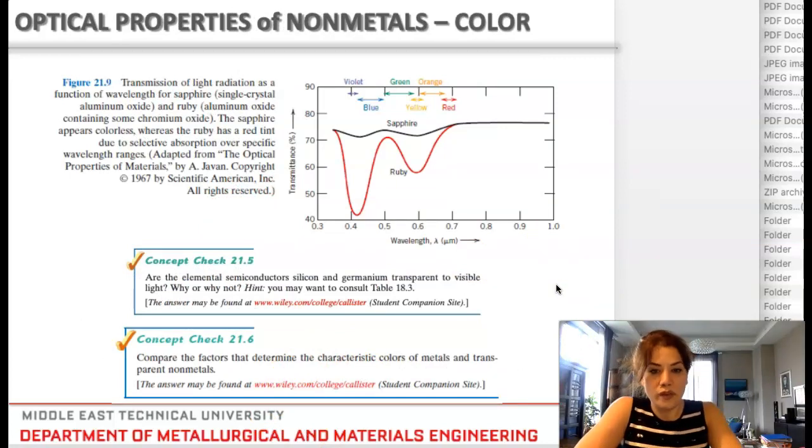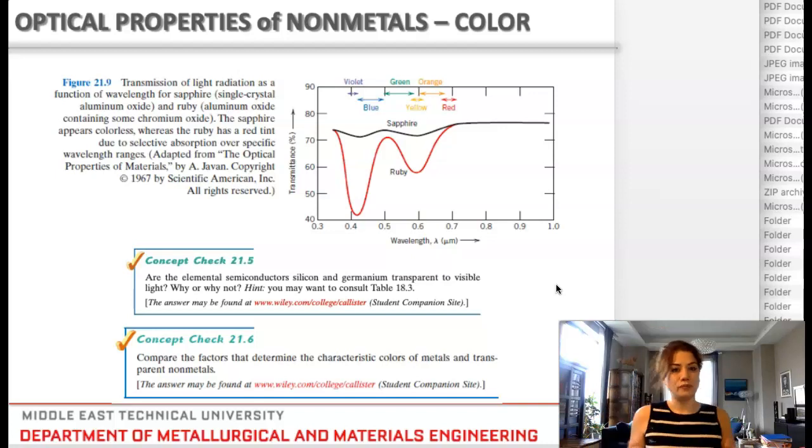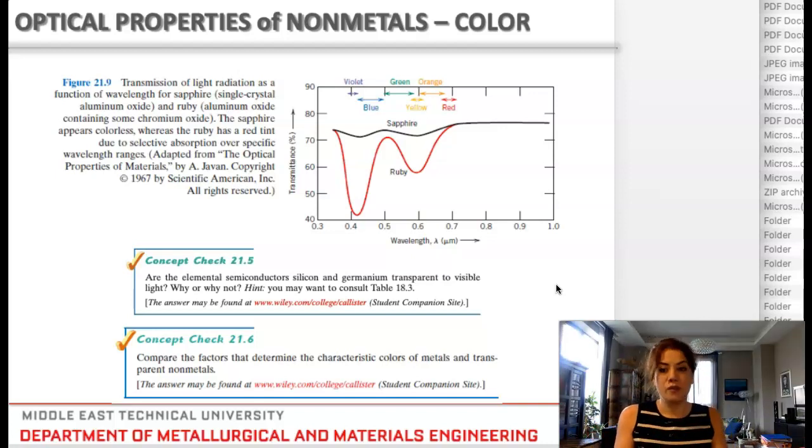Are the elemental semiconductors, silicon and germanium, transparent to visible light? Well, it is a very simple question that you could have answered last week when you watched the electrical properties section as well. Silicon, what is the band gap of silicon? And what is the electromagnetic wave radiation range, right? So the band gap for silicon was 1.11, I believe, right? Electron volts. For that 1.11 electron volts, the corresponding wavelength, let's make a simple math here.